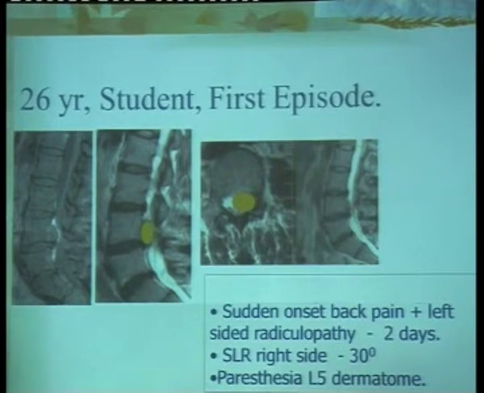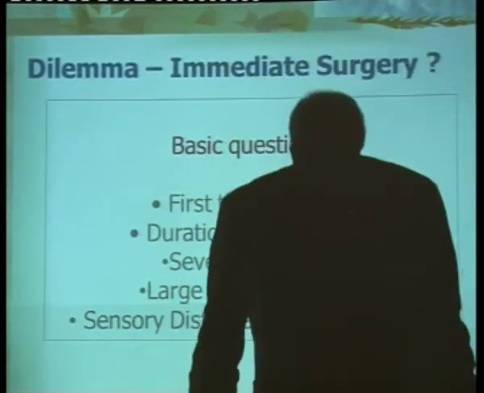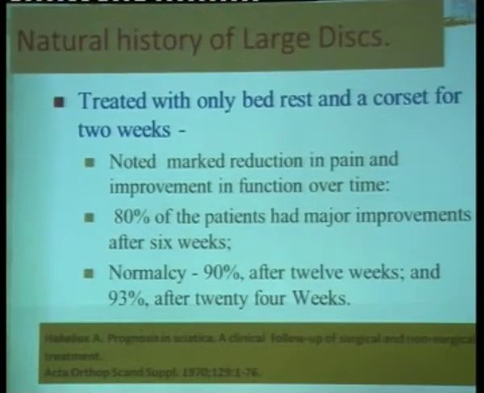A 26-year-old student comes with a very large disc prolapse which has extruded and migrated. First episode of pain of 2 days, classical radiculopathy, SLR is this, and paresthesia of the L5 dermatome. And this brings a few basic dilemmas in our management. Does a first-time episode require surgery? What is the duration of symptoms before you should operate? Severity of pain? Does a large extruded and migrated disc mean it needs surgery? And does a sensory disturbance and an EHL weakness amount to neurology?